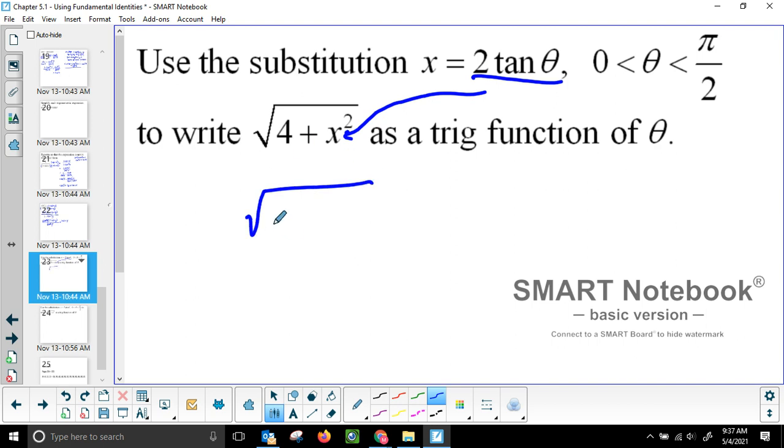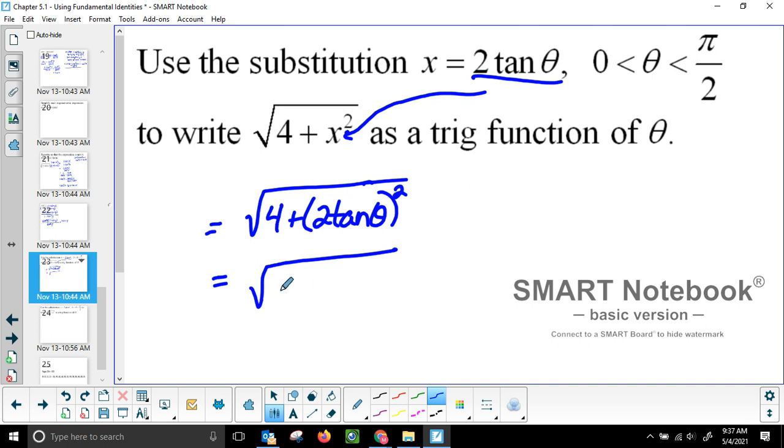So this will be 4 plus, and then we have 2 tan theta quantity squared. So all I did was simply plug 2 tan theta in for x. All right, well now we get 4 plus, when you actually square this, 2 tan theta times 2 tan theta, you get 4 tan squared theta.